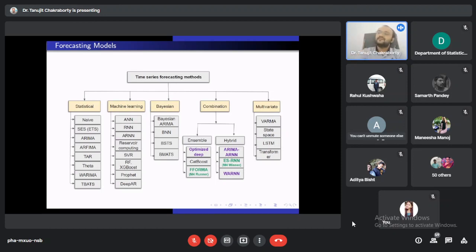What is the naive method? Suppose someone asks you, what would be the temperature for tomorrow? You ask, what is the temperature for today? They tell you maybe 20 degrees Celsius. You will tell 20 degrees Celsius. The answer is that tomorrow is going to be 20 degrees.